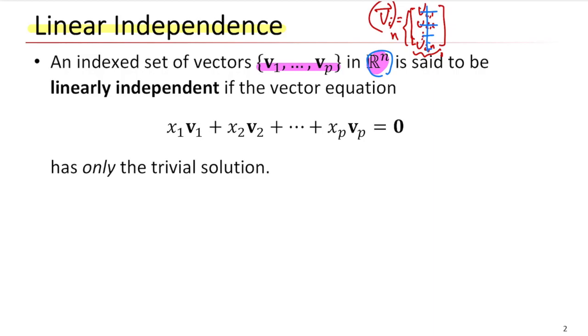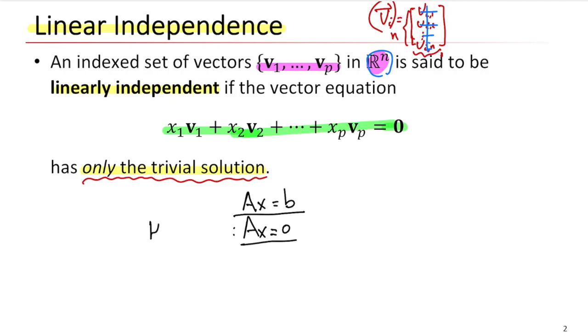Anyway, a set of vectors v1 through vp in R^n is said to be linearly independent if the vector equation x1 times v1 plus x2 times v2 through plus xp times vp equals 0 has only the trivial solution. Only the trivial solution. What does it mean? Until last week, we were talking about the non-homogeneous system AX equals B and the homogeneous system AX equals 0, right? So it was the homogeneous system.